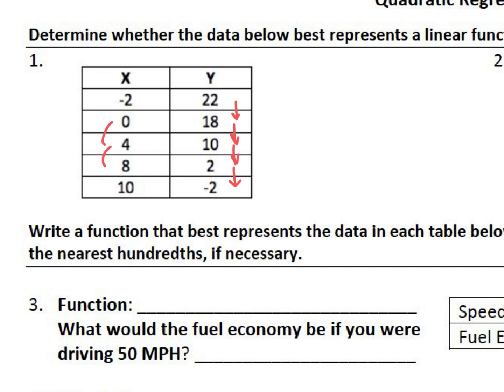Like this is changing by 4s, and this is changing by 4s. This went down 8, and this went down 8. So if it's going down by the same amount, that's going to be our rate of change. That's going to be our slope. So this is going to be linear.